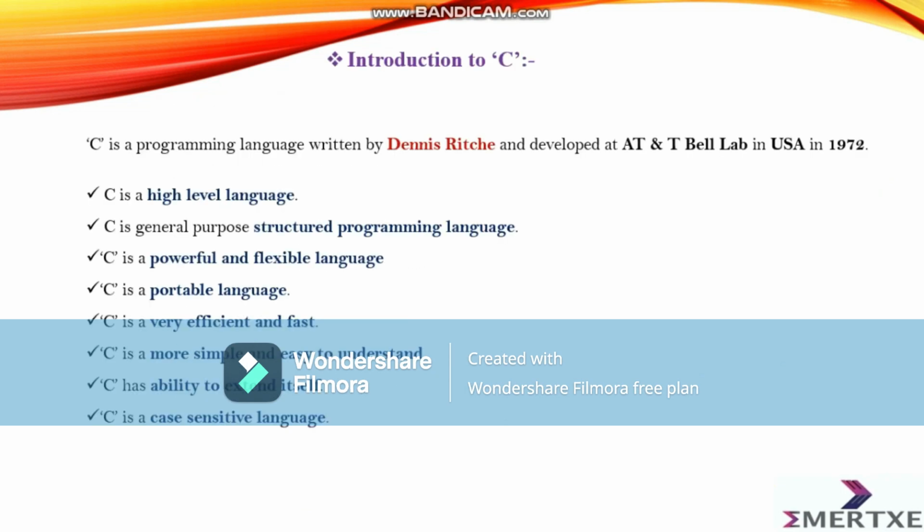First of all, introduction to C. The C language was developed by Dennis Ritchie at Bell Labs in USA in 1972. The C language is a high-level language, a general purpose structural programming language. C is a powerful and flexible language. C is a portable language. C is very efficient and fast. C is simple and easy to understand. C has the ability to extend itself. And the last one is C is a case sensitive language.